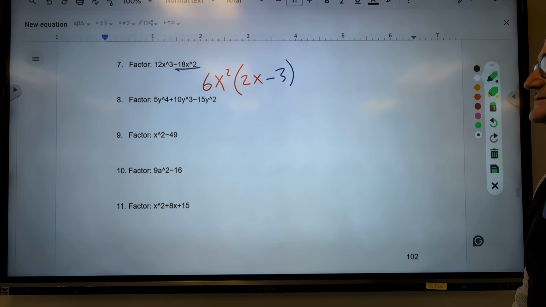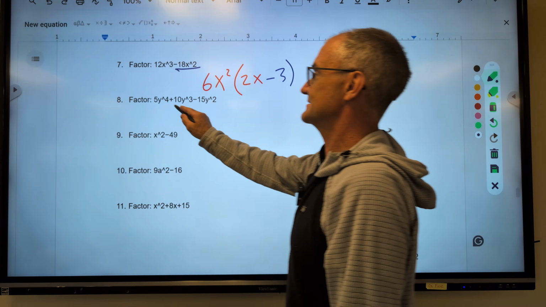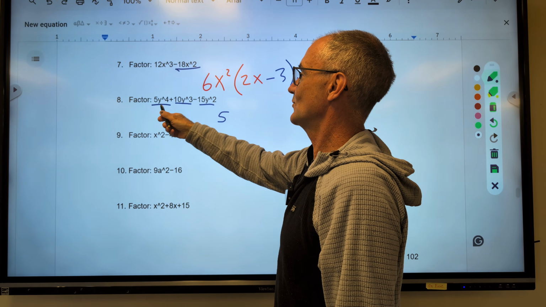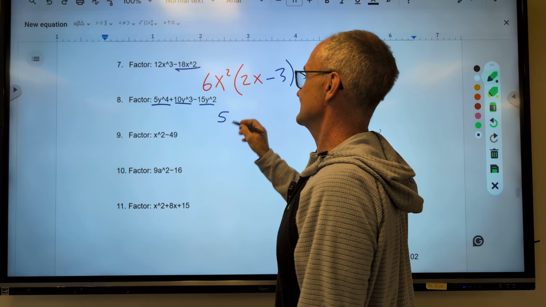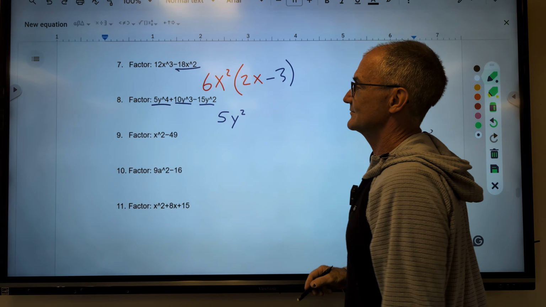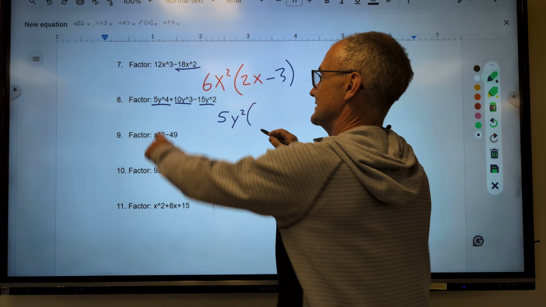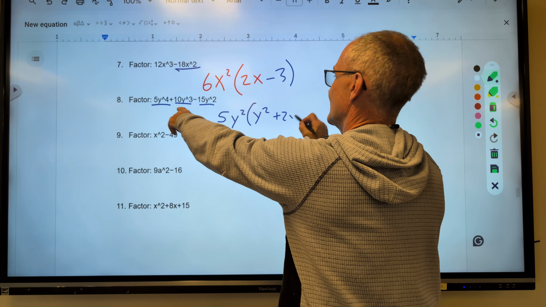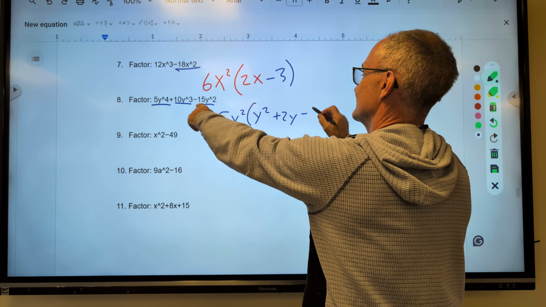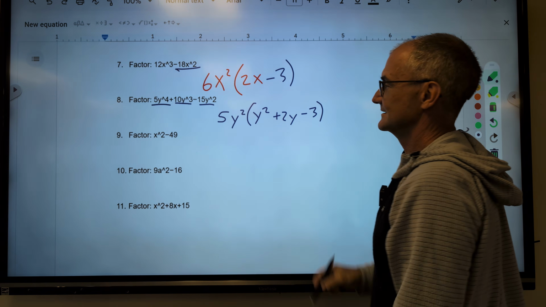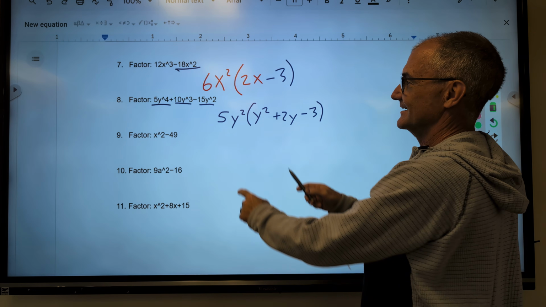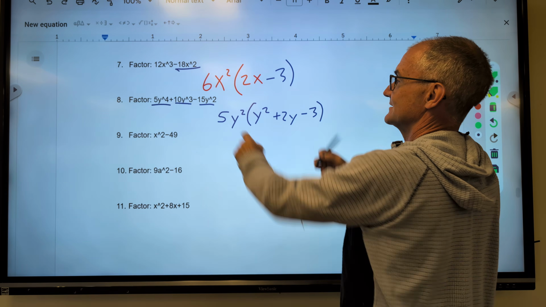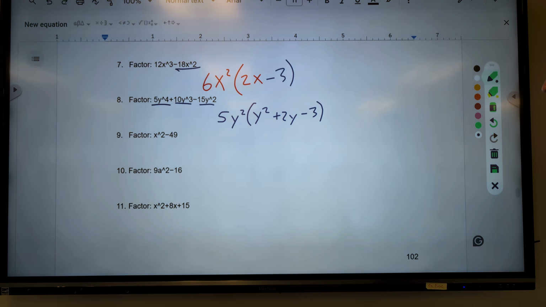They're inverse operations. Looking at this right here, I got a 5 and a 5, so I'm pulling that 5 out. y to the fourth, y to the third, y squared. That's the largest one, the greatest common factor. I pull 5y squared out of that, leaving me with a y squared. 5y out of that, 2y. 5y out of that, negative 3. Just double check that really quick. 5y to the fourth, 10y to the third, minus 15y squared.